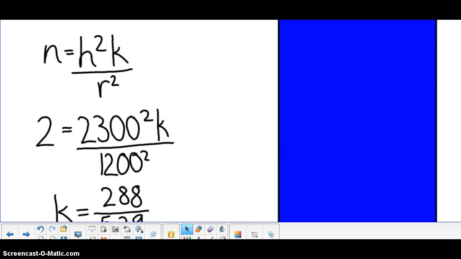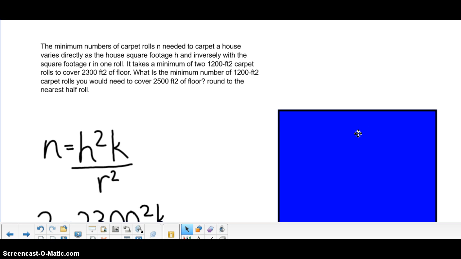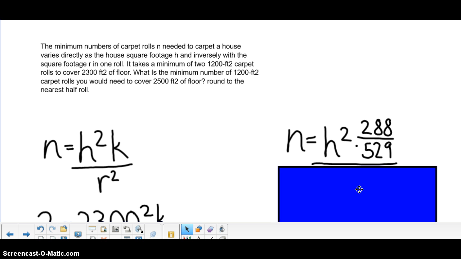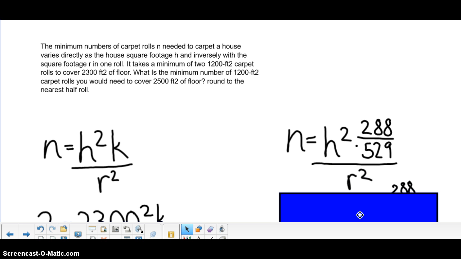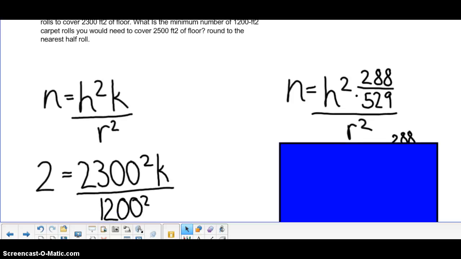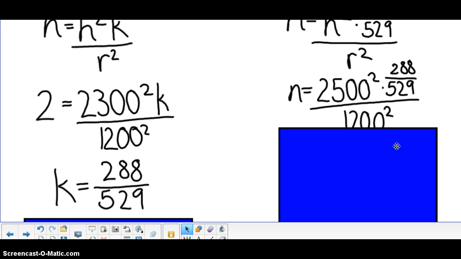So what you do next is plug that number back into the original equation, because now you have your constant. You can solve the next part of the story problem and find out how many carpet rolls you need to cover a 2,500 feet squared floor. Once you've plugged in your constant, you plug in numbers for your variables, and the next thing you do is just solve.